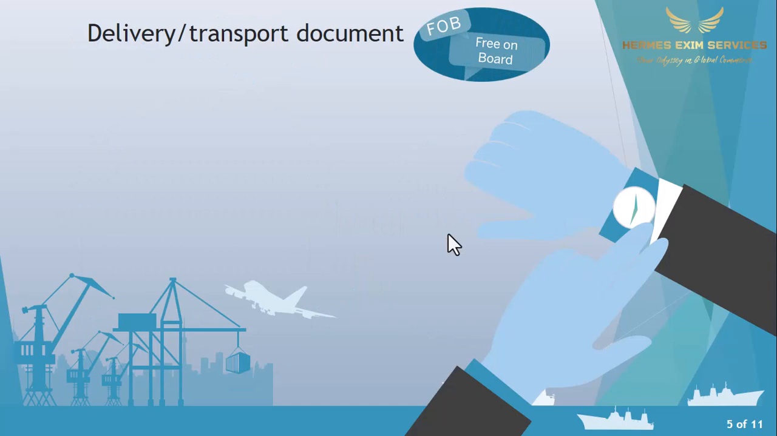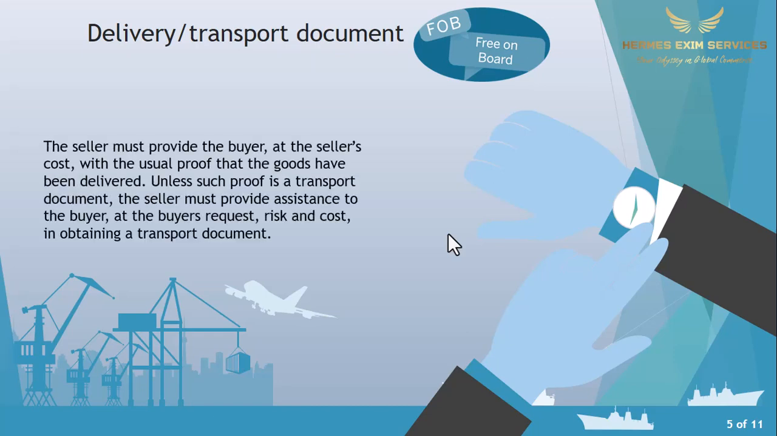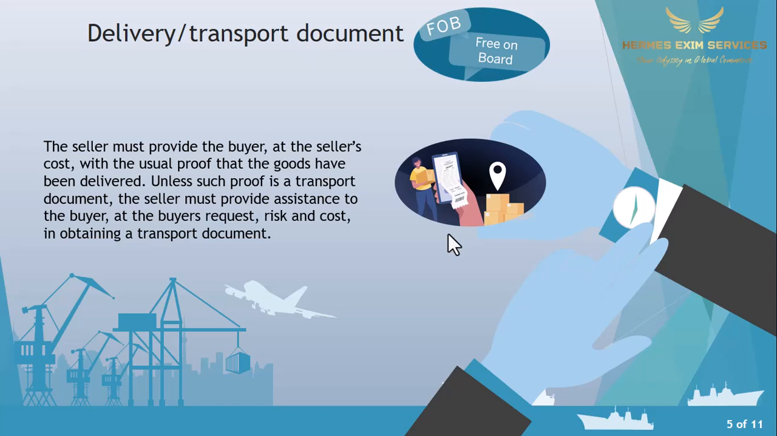Under FOB, the seller must provide the buyer at the seller's cost with the usual proof that the goods have been delivered. Unless such proof is a transport document, the seller must provide assistance to the buyer at the buyer's request, risk and cost in obtaining a transport document. The buyer must accept the proof of delivery provided by the seller.